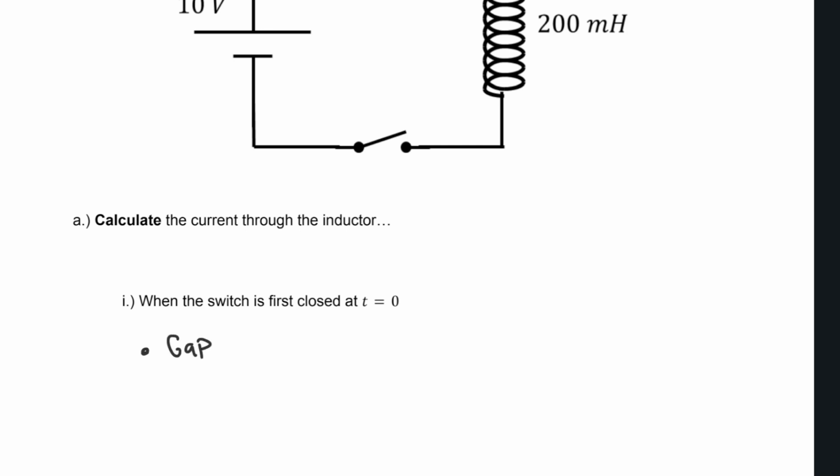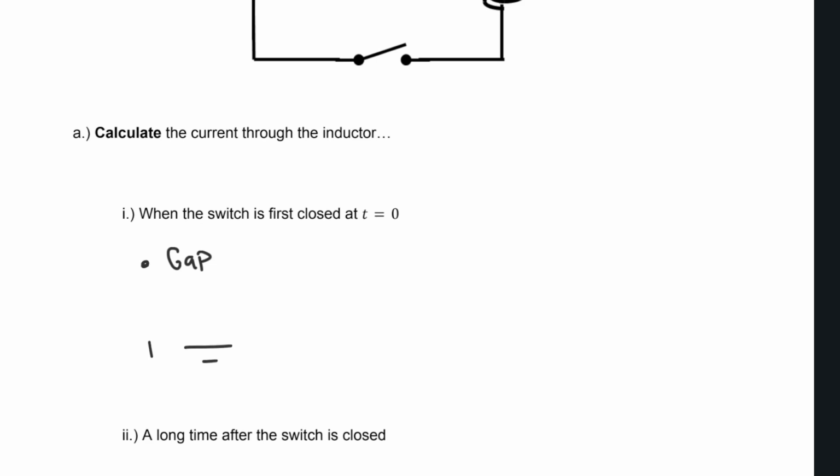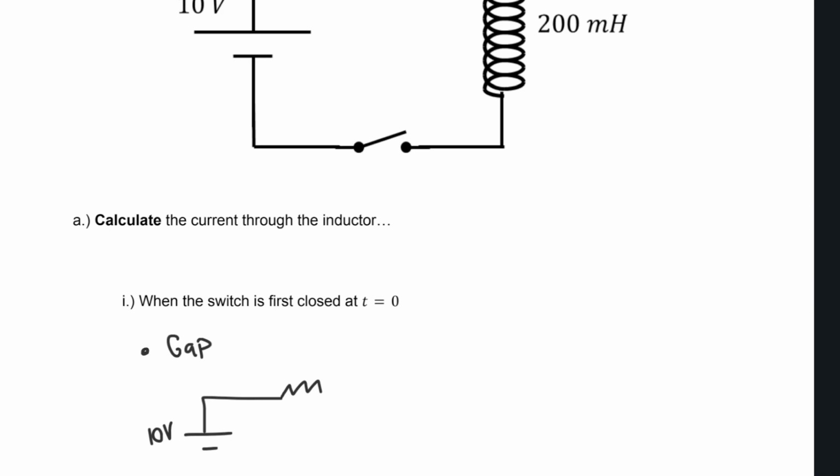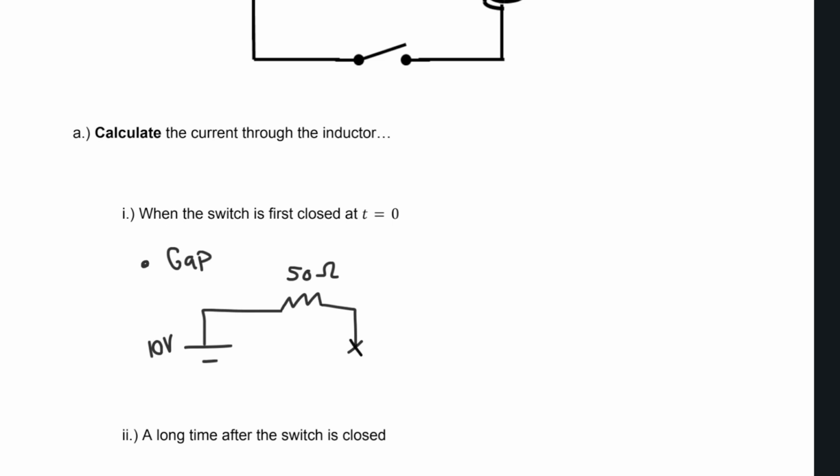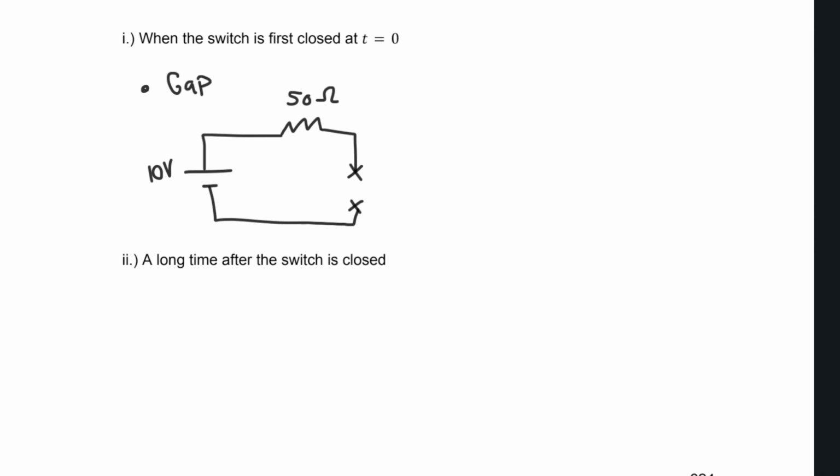So this would be a gap. So our redrawn circuit would essentially look like this. Let me check my resistance, 50 ohms. And then we have our gap in the wire where the inductor is, like so. So I think we can see from this diagram that it is pretty clear that the current through this circuit would be 0, because there is a gap in the circuit, and as such, the current cannot flow.